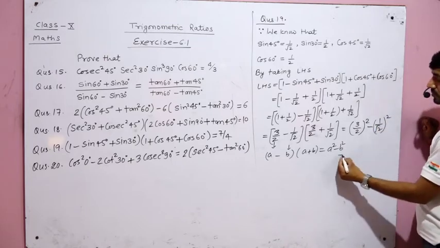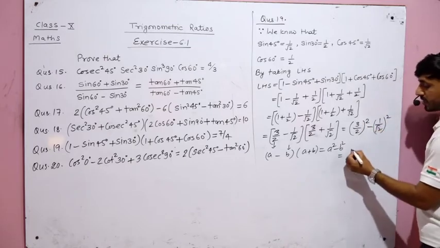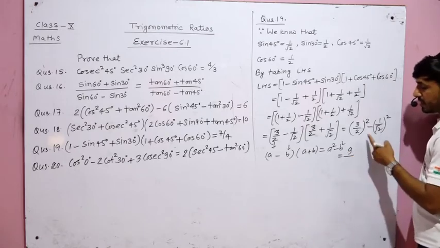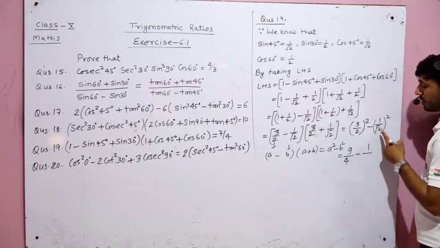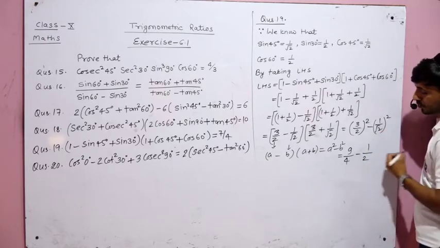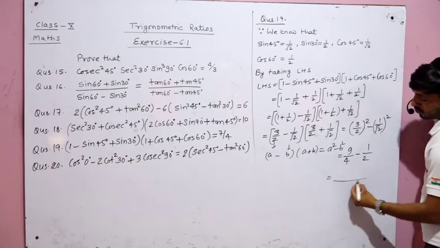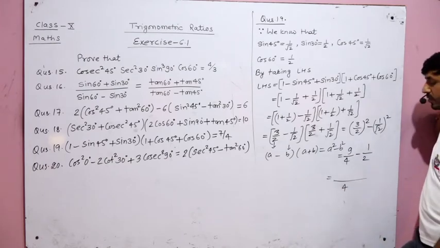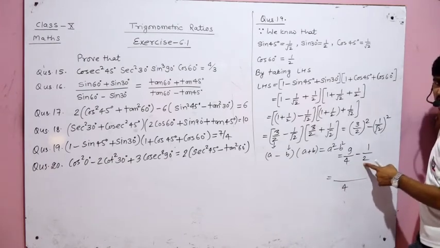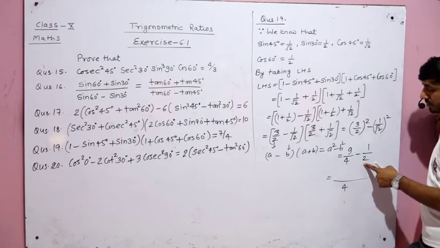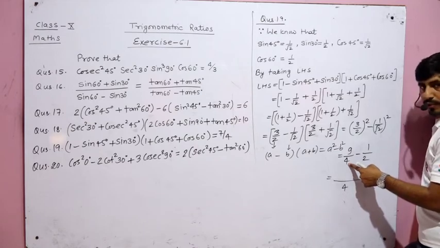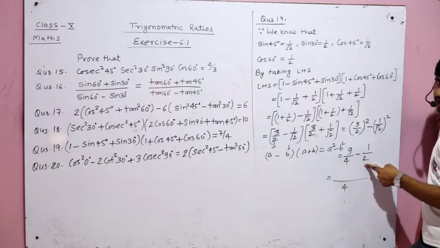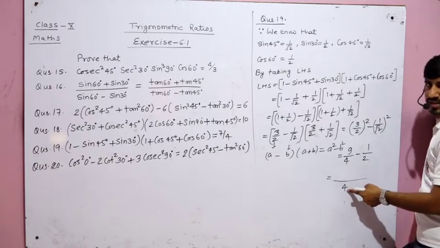That we can write square of 3, that is 9, divided by square of 2, that is 4, minus square of 1, that is 1, divided by square of root 2, that is 2. We have 4 as LCM. As we can see, LCM is taken as 4, that can be divided by itself, and 4 is again divided by 2. That's why we are taking 4 as LCM.